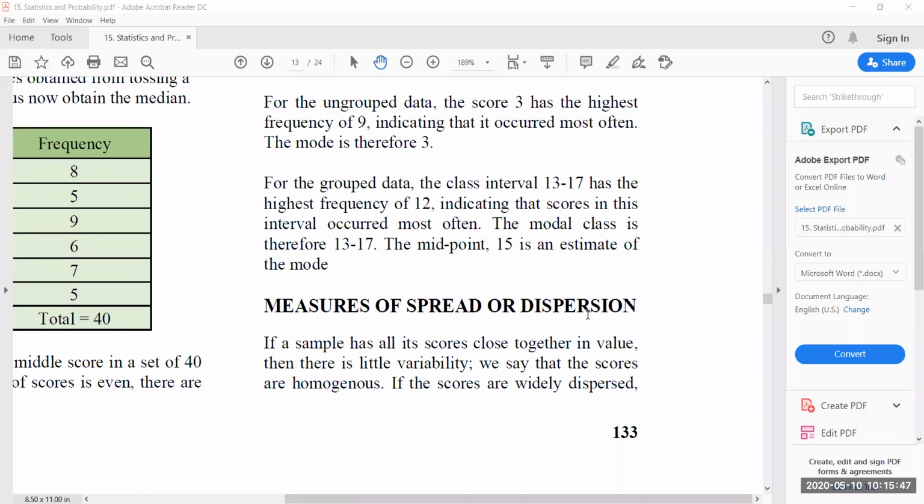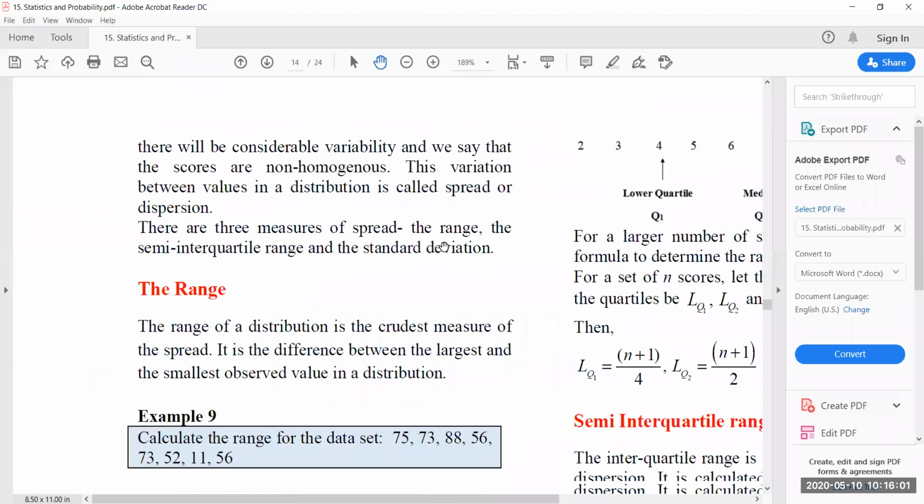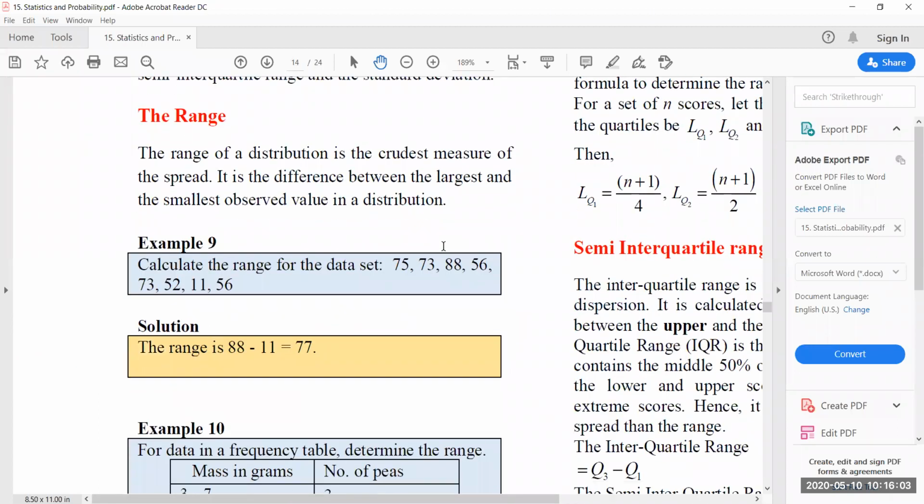Okay, let's resume the class. So we're going to look now at measures of spread or dispersion, right? Before we were looking at measures of central tendency, now we're going to look at measures of spread or dispersion. This is also tested a lot in CSEC, so you all should pay attention to it, right? So the first part is the range.